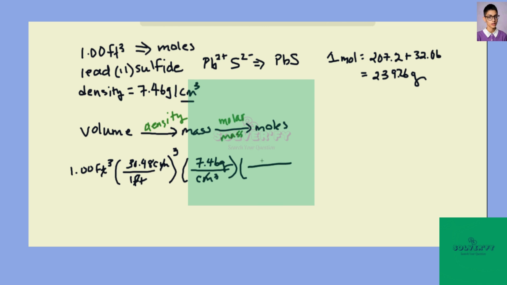And then we know that 1 mole has a mass of 239.26 grams. So if we multiply 1.00 times 30.48 cubed times 7.46 and divide by 239.26, we find this is equivalent to 883 moles of lead sulfide.